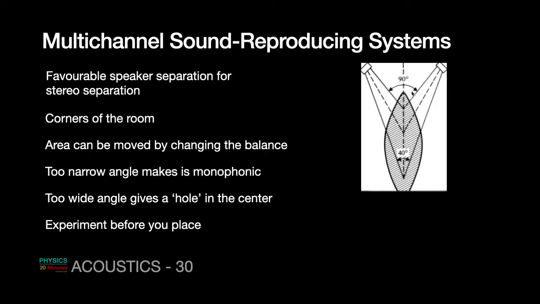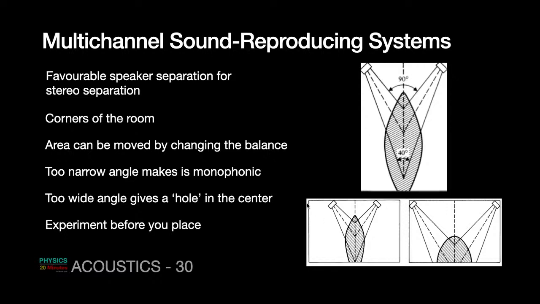The best listening impact comes when a person is sitting at the center in such a way that this angle is 90° to 40°. So people sitting somewhat in this region will experience the stereophonic reproduction. But if you are sitting here or here, then the stereophonic reproduction is lost.